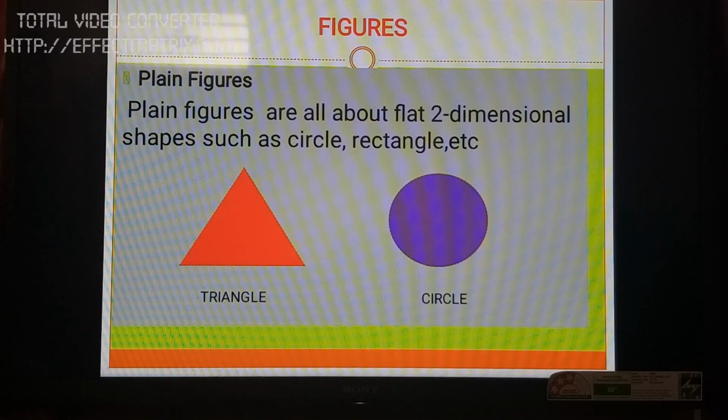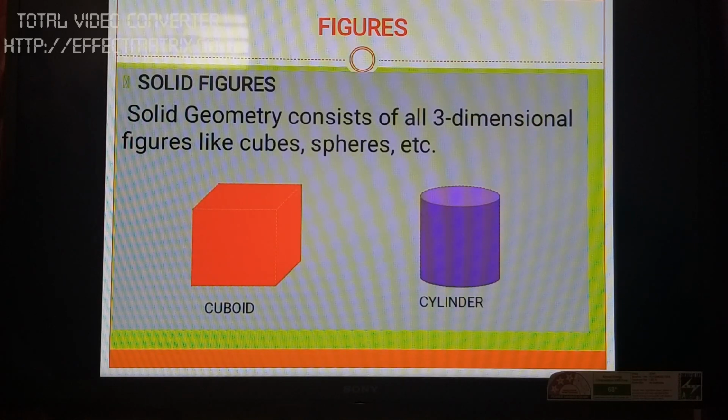Now we are proceeding to our next topic, that is to find the surface area and volume of a three-dimensional object. What is a three-dimensional object? A solid geometry consists of three-dimensional figures like cubes and spheres. So cube, cuboid, cylinder, sphere.